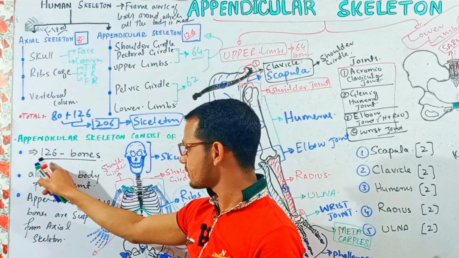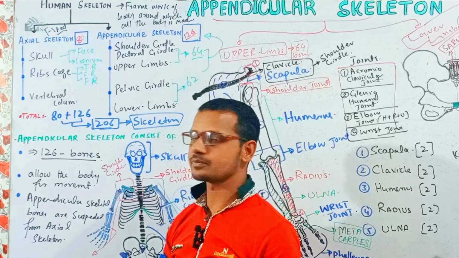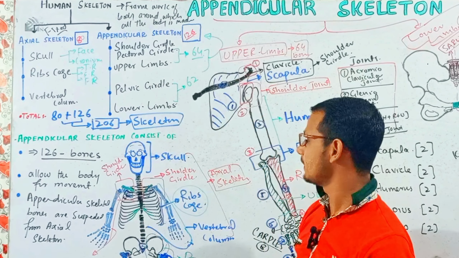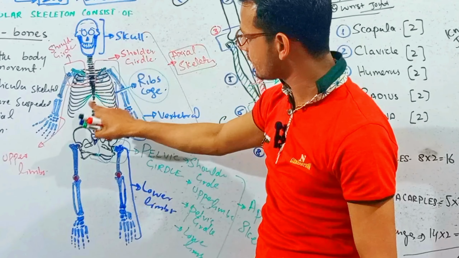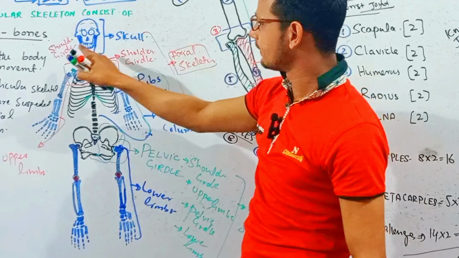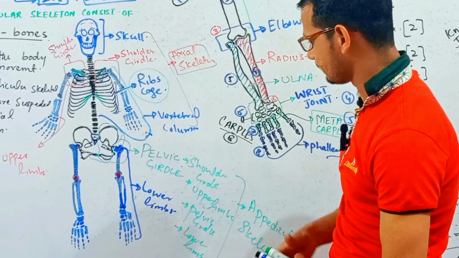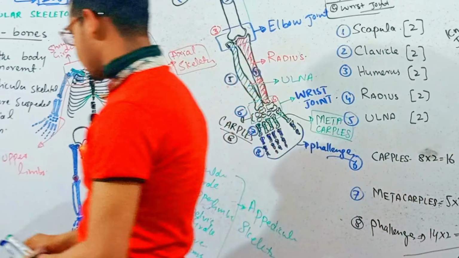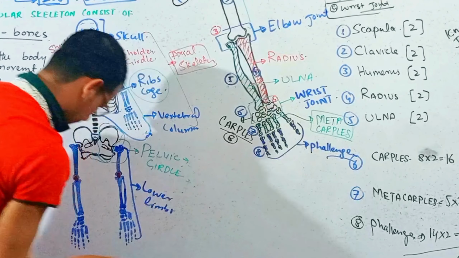The appendicular skeleton consists of 126 bones. It allows the movements of the body, and the appendicular skeleton is suspended from the axial part of the skeleton. This is the skeleton, and this skull, this rib cage and this vertebral column make the axial skeleton, and these upper limbs and lower limbs form the appendicular skeleton. Right, this is not clear, so we want to write it clearly here.